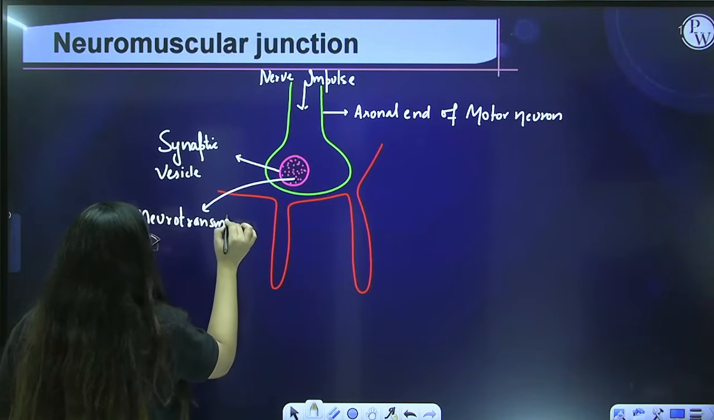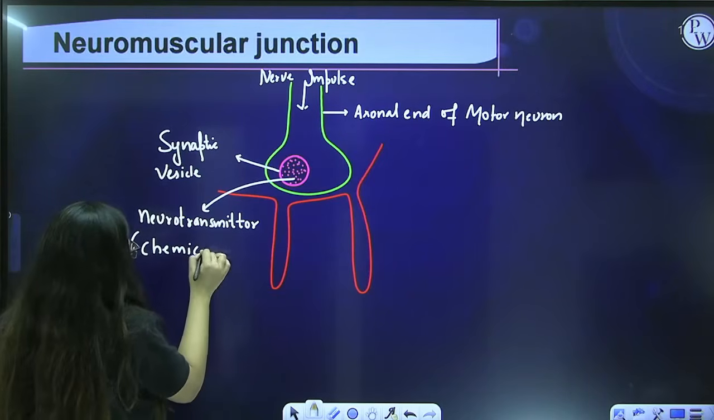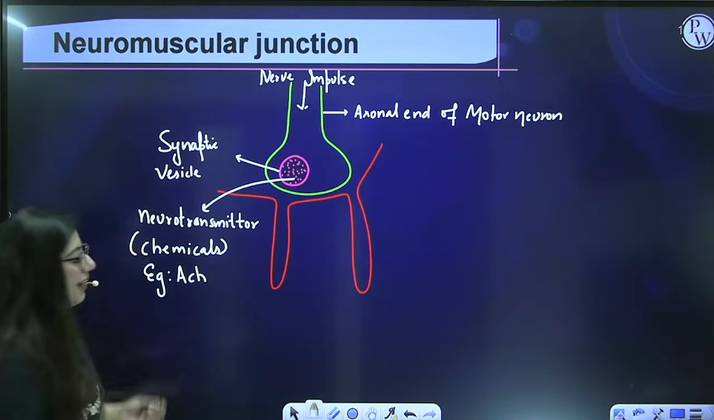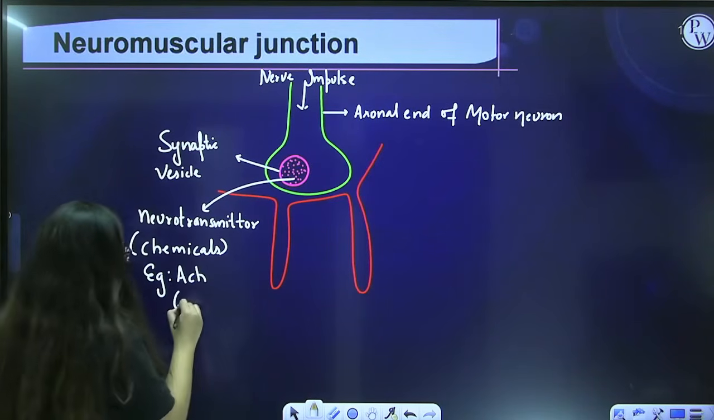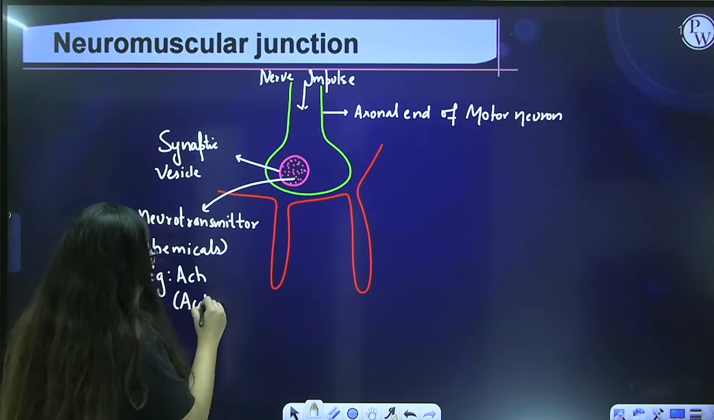Neurotransmitters are nothing but chemicals. What are these? These are chemicals. Let me give you an example, like acetylcholine. Acetylcholine's short form is ACh.